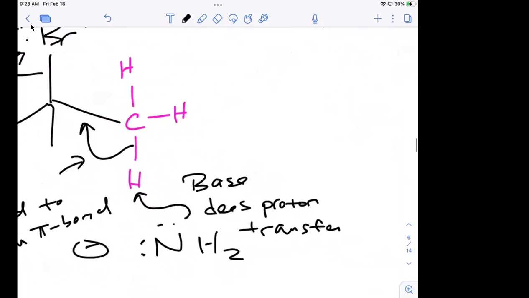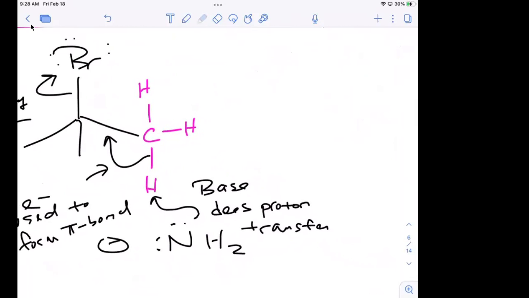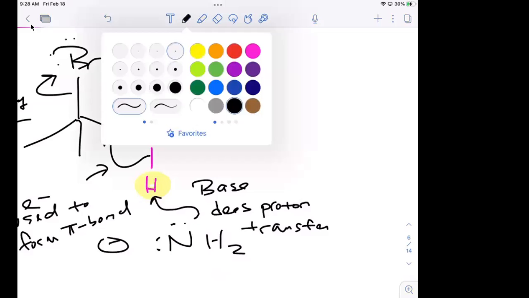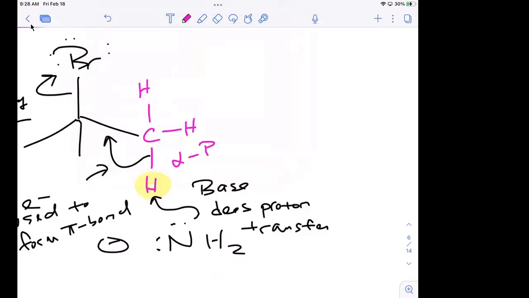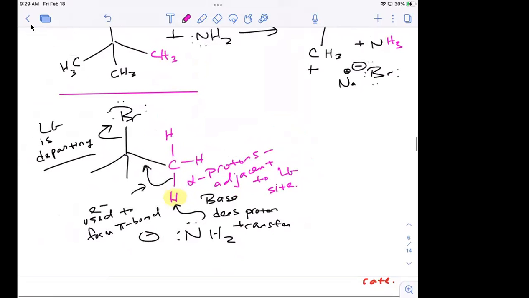Right. So these protons right here, I forgot to mention that. Let me talk about that now. These hydrogens on the carbon next door to where the leaving group is, these are what we call alpha protons. So those are going to be adjacent to the leaving group site. And those are the only protons that can come off. And there's a reason for that.